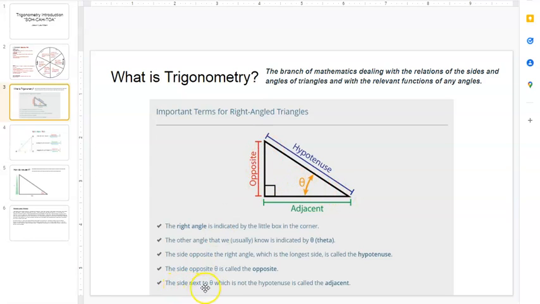The side next to theta, which is not the hypotenuse, is called the adjacent side. So if this is our angle that we're working with, the opposite one is the one that's on the other side, and the adjacent is the one that's right next to it and isn't the hypotenuse.